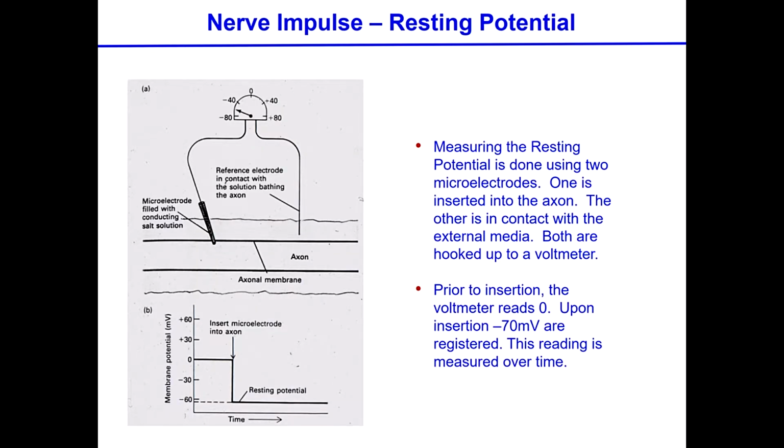In fact, if you are to measure the voltage difference between the inside and the outside, you can measure that by using microelectrodes. You can put one of the electrodes inside the axon and the other in the medium outside, and you can see that under resting conditions, when the neuron is not stimulated, the voltage difference that is found is equivalent to minus 70 millivolts.